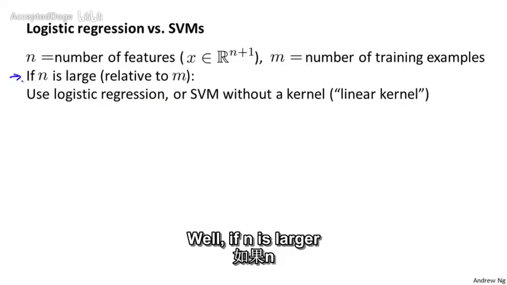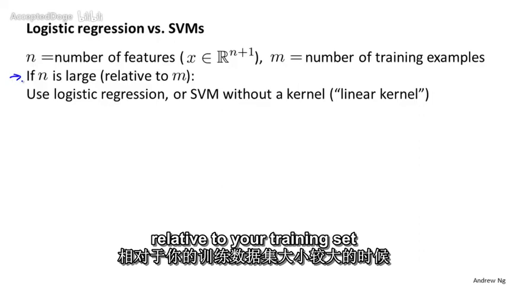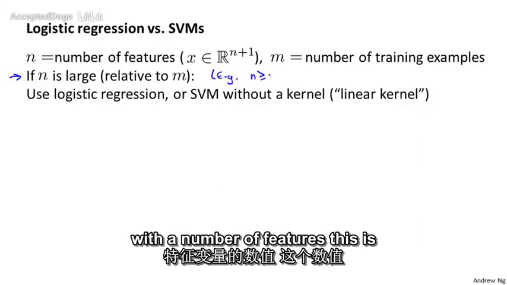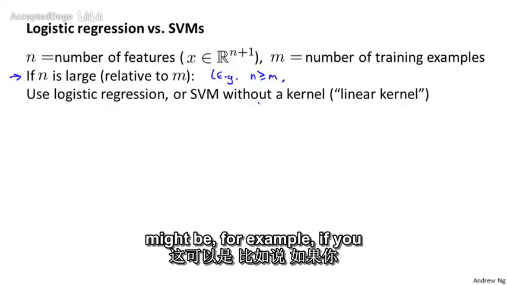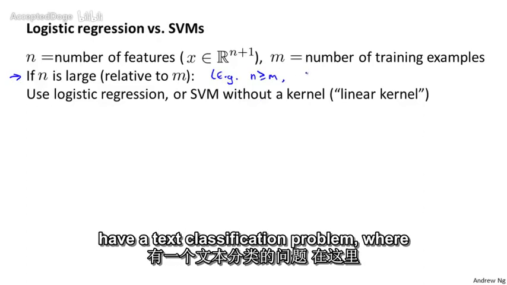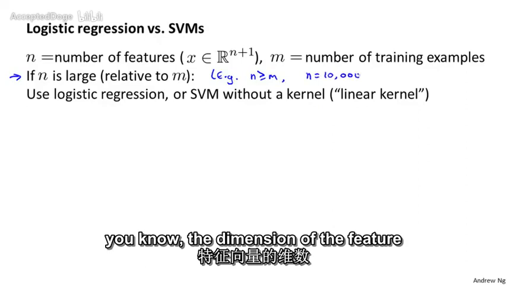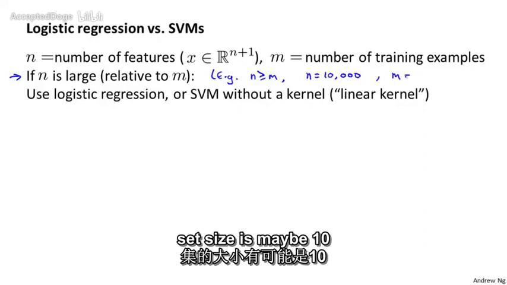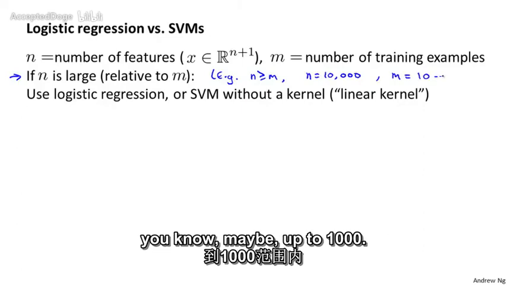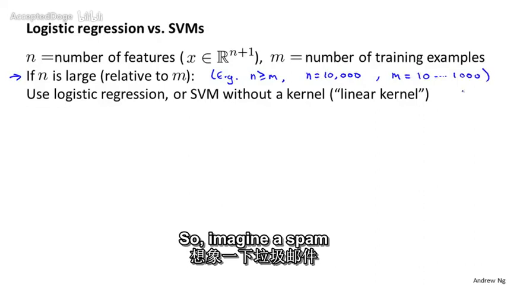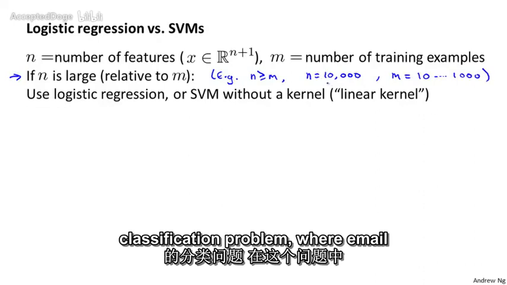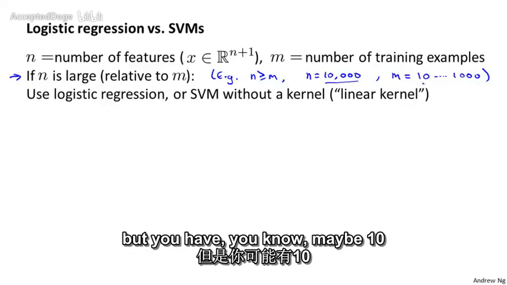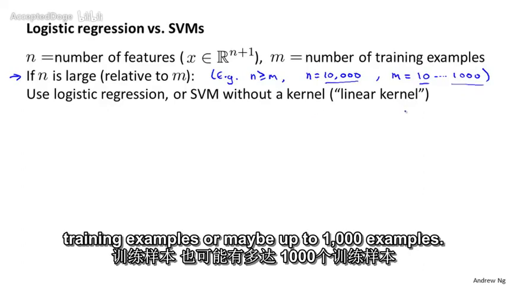Well, if n is large relative to your training set size, so for example, if the number of features is much larger than m. And this might be, for example, if you have a text classification problem where the dimension of your feature vector is maybe 10,000, and your training set size is maybe 10, maybe up to 1,000. So imagine a spam classification problem, email spam, where you have 10,000 features corresponding to 10,000 words, but you have maybe 10 training examples or maybe up to 1,000 examples.